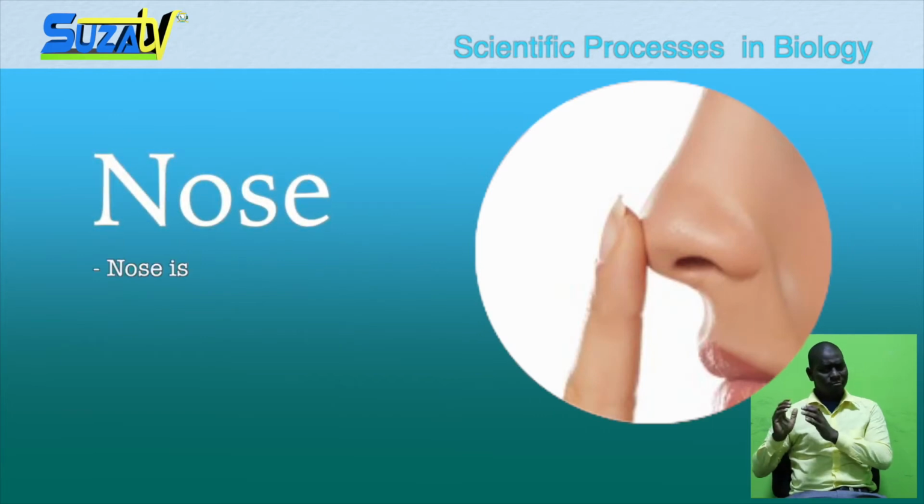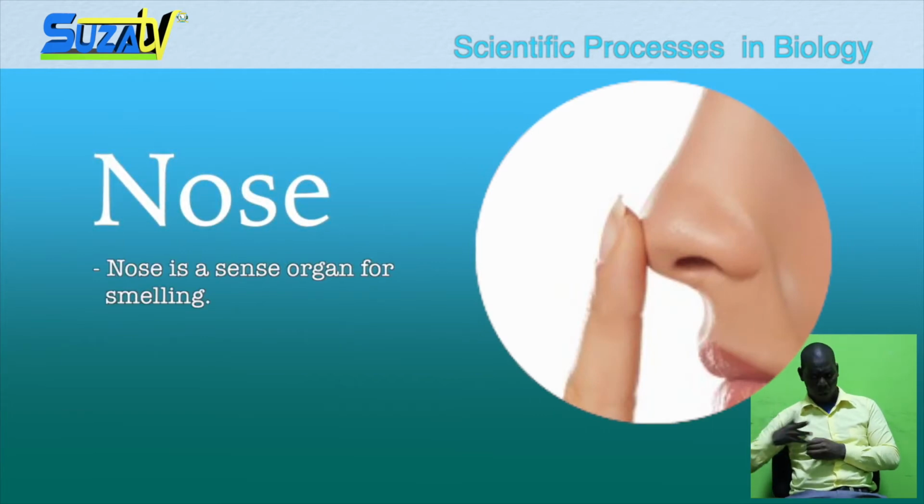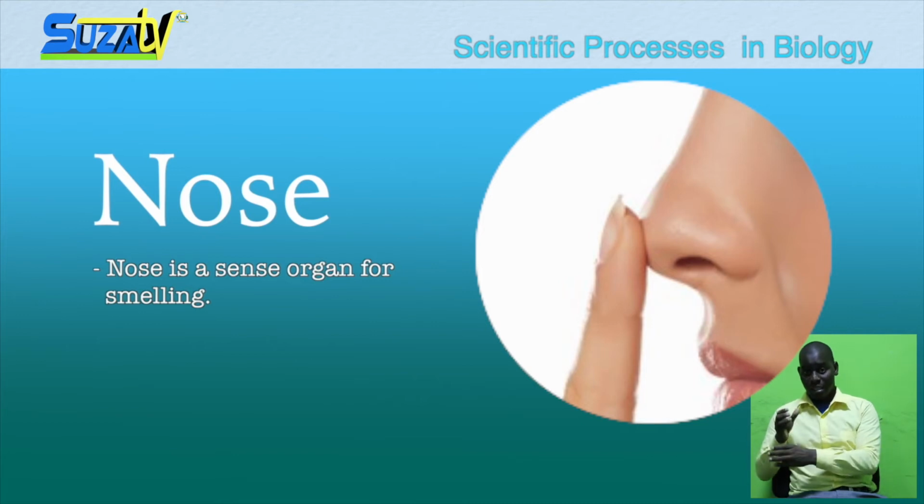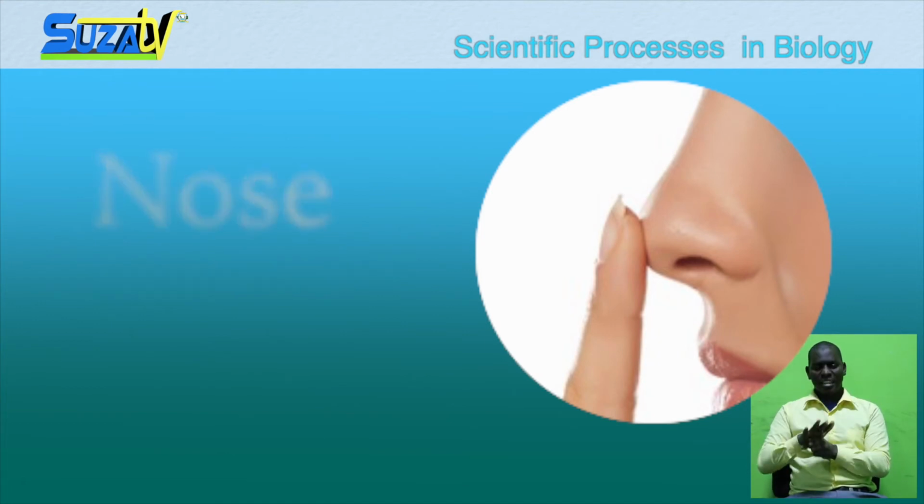Nose. The nose is a sense organ for smelling. In scientific study, we need to smell in order to identify and distinguish between various things. For example, we can distinguish the smell of ripe mango or oranges from ripe bananas. We can also distinguish the rose flower and hibiscus flower by their smell. As a scientist, you must be able to use your nose as a sense organ effectively and successfully. But avoid smelling anything in the laboratory without permission from your teacher or laboratory technician.